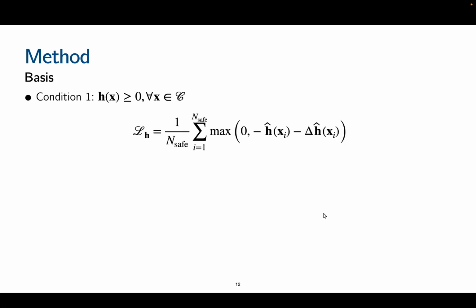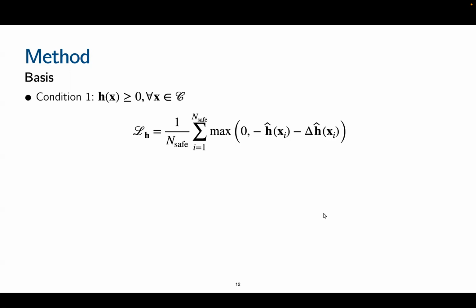Now we show the loss functions we use to learn that neural network. So the loss function we use basically tries to enforce the CBF conditions. The first condition is for all states in the safe set, the CBF value should be positive. And to enforce that, we use the loss function LH. If we look inside the summation, it's basically the max between 0 and minus the estimated CBF.